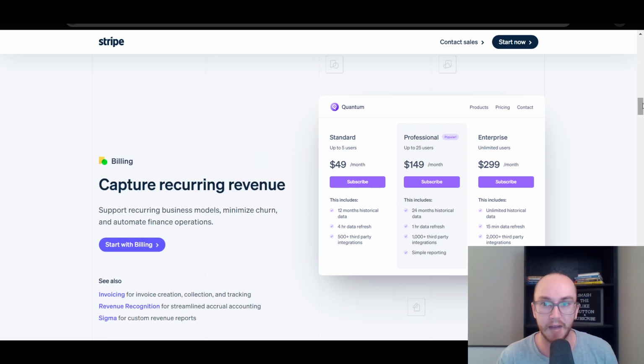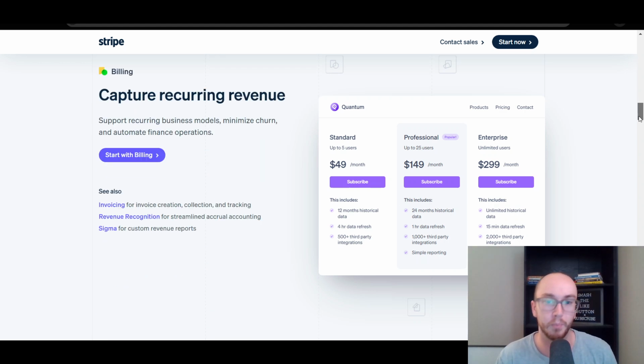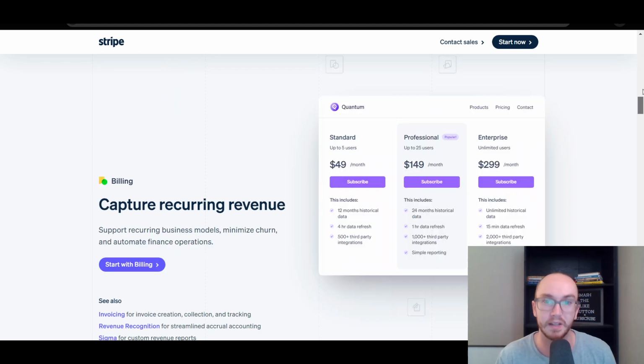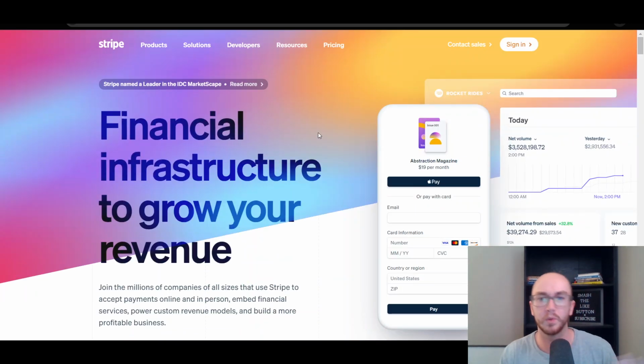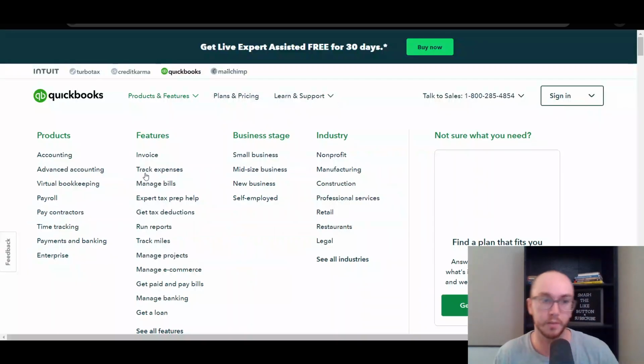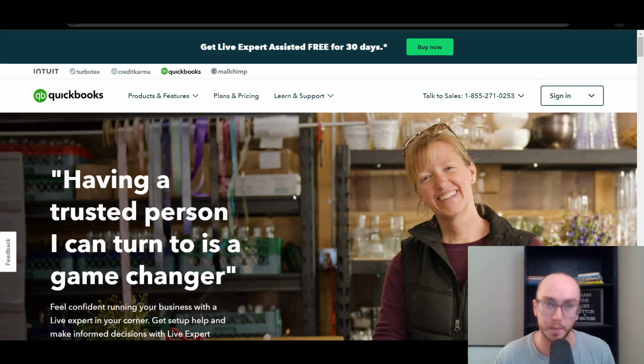But they do just have a bit more flexibility in terms of the overall pricing models, in terms of how you can accept payments and just a little bit more complexity that you can get into if you want to. But yeah, hopefully this quick comparison between Stripe and QuickBooks helps you decide which one might be the better option for you when processing payments in your business.